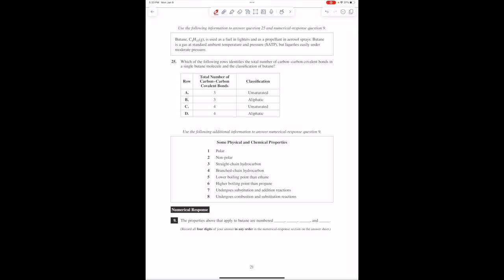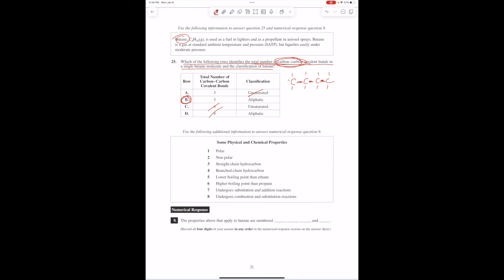25. Okay, what do we got going on here? Which of the following rows identifies the total number of carbon-carbon covalent bonds in a single butane molecule? Okay, that's weird. Here's butane. So it's got a whole bunch of bonds, right? It's got 4, 8, 9, 10, 11, 12. There's 13 bonds, 13 dashes there. But it only wants the number of carbon-carbon. So 1, 2, 3. There's 3 of those, so that's out. And because it's butane, there are no double bonds. So it's not that it's unsaturated. So the answer has got to be B.